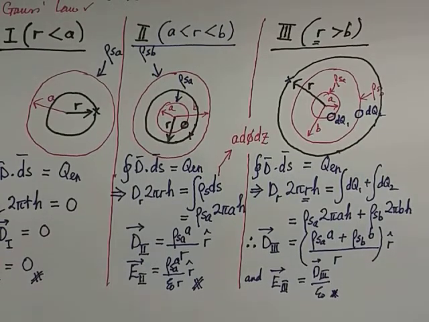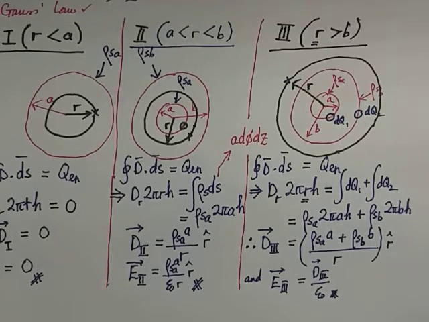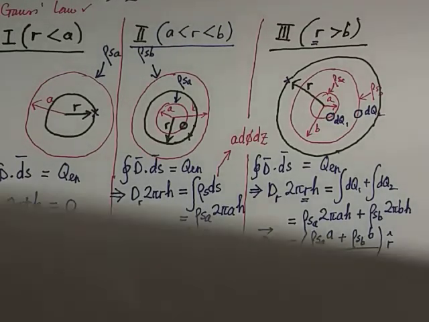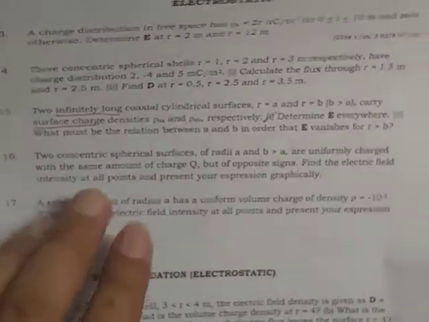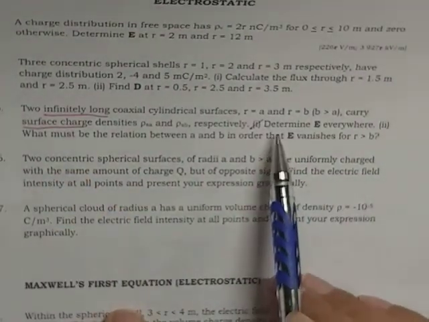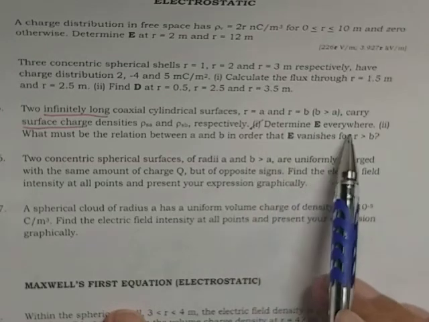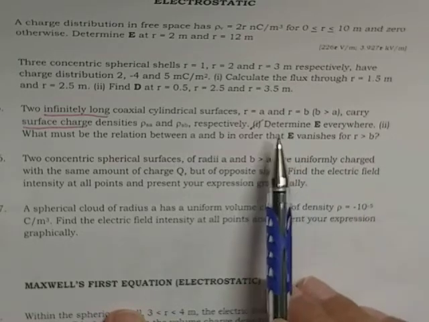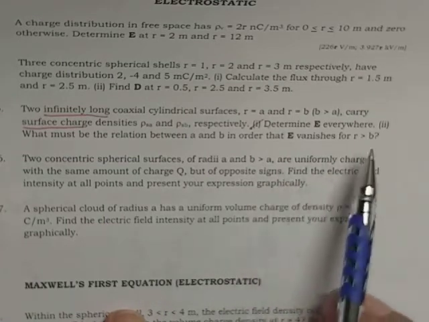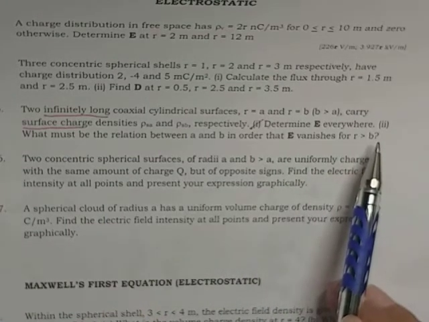Okay, done already for question number 1 of our quiz 2. You can see how easy, it's not that difficult. So we have solved for this particular question, determine E everywhere. We can see there are 3 different regions, 1, 2, and 3. Alhamdulillah, we have solved for all these 3 regions. And now let's do the second part of the question.